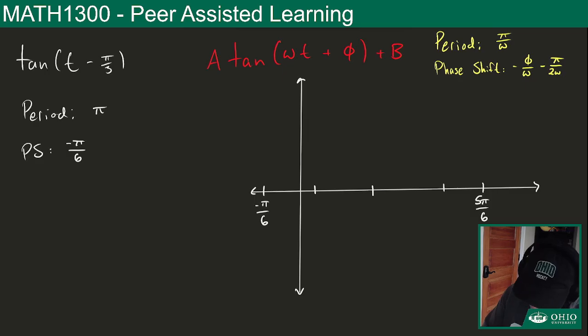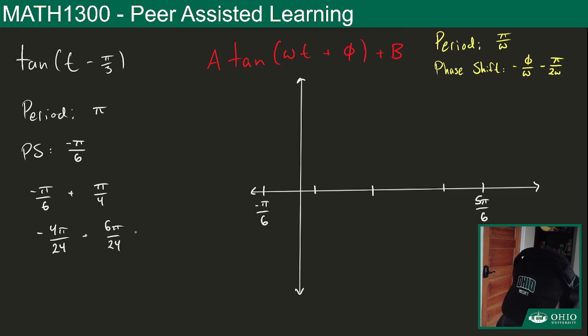So my first calculation is negative pi over 6 plus pi over 4. I can convert these to common denominators. This will be negative 4 pi over 24 plus 6 pi over 24, and that equals positive 2 pi over 24, which simplifies to pi over 12. Because these numbers are getting ugly, I want to check that I'm right. Okay, I am correct. This is pi over 12.